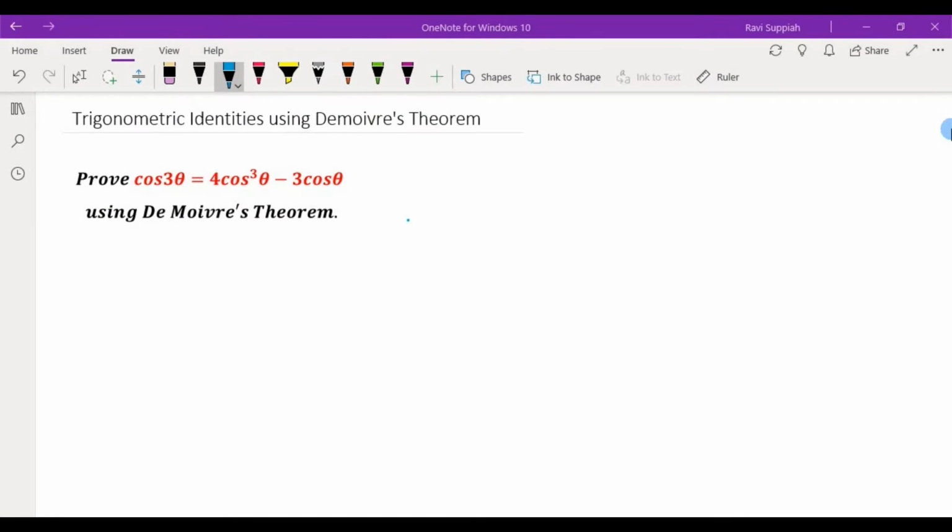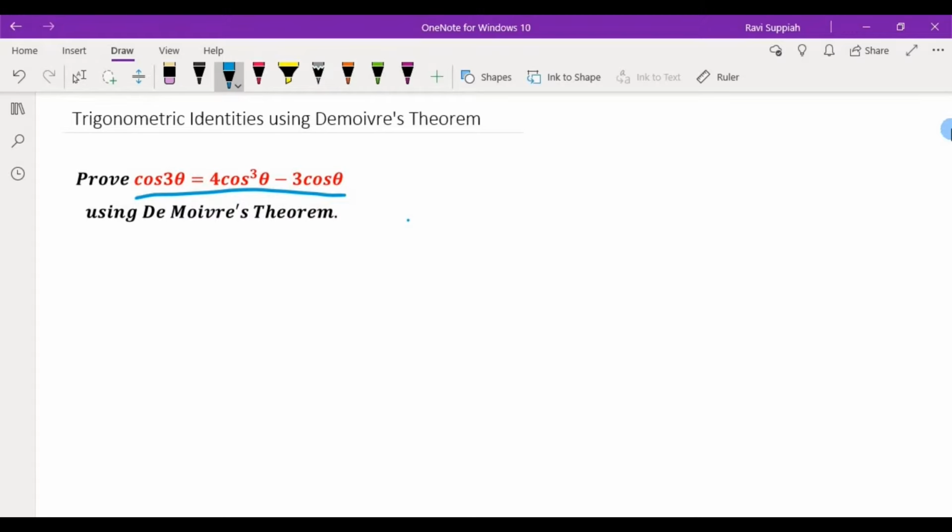Hi, we're now going to look into how we can use De Moivre's theorem to solve or prove trigonometric identities. We are given this identity over here: cos 3 theta equals 4 cos cube theta minus 3 cos theta. Now, how do we go about doing this?